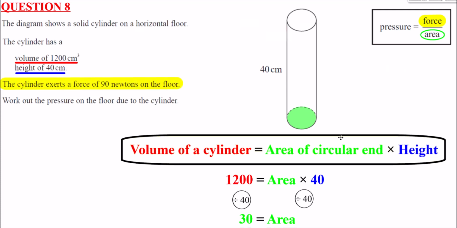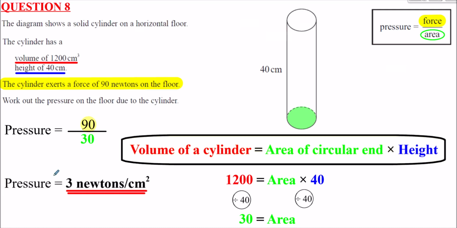We've calculated the area is 30. So therefore, the pressure exerted will be the force, which is 90, divided by the area of the surface in contact with the floor, which we know is the area of the circular end, we've worked out to be 30. Therefore, the pressure is going to be 90 divided by 30. Cancelling zeros, 90 divided by 30 is the same as 9 divided by 3, which of course is just 3. So the pressure is 3 newtons per square centimetre.